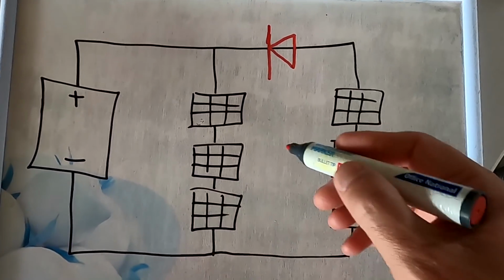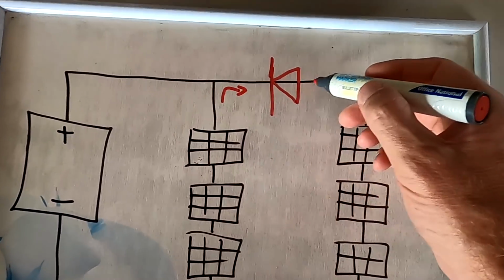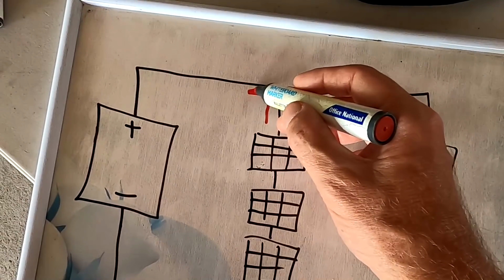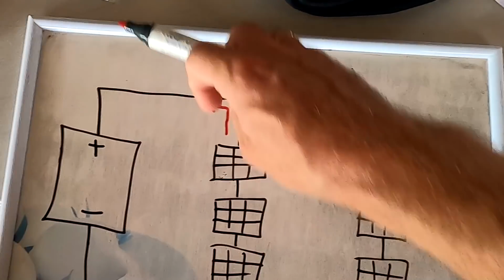If the theory is right, we would have a small current going this way into the other string, which is shaded, and we would have the majority of the current going this way. That is what people are saying. That's why you need a diode in here.